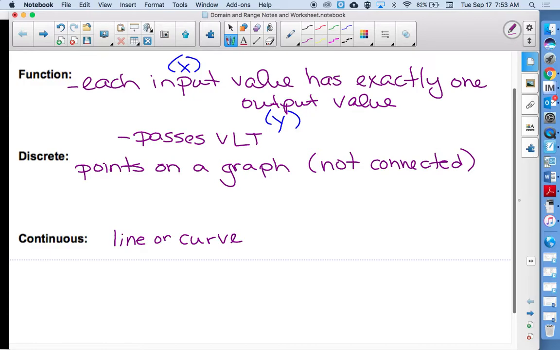Now, yes, we've happened to graph lines and absolute values, which are both linear. Absolute value is just a positive and a negative slope. But continuous, a line or a curve with no breaks or gaps.